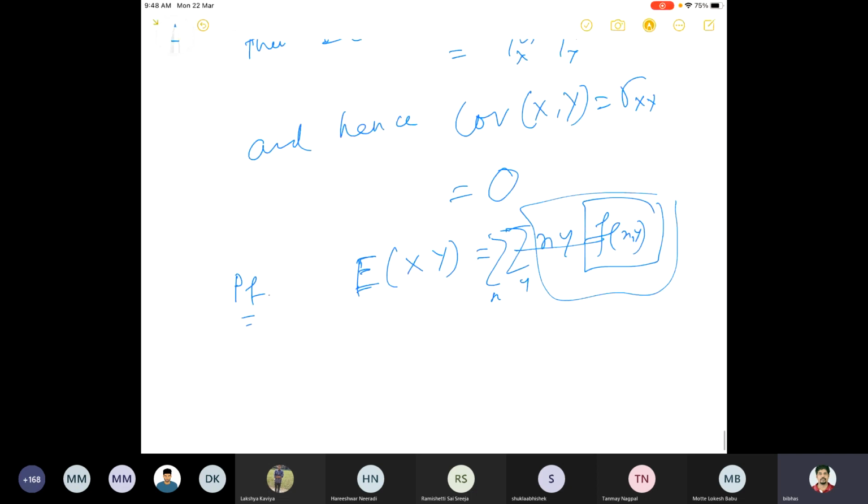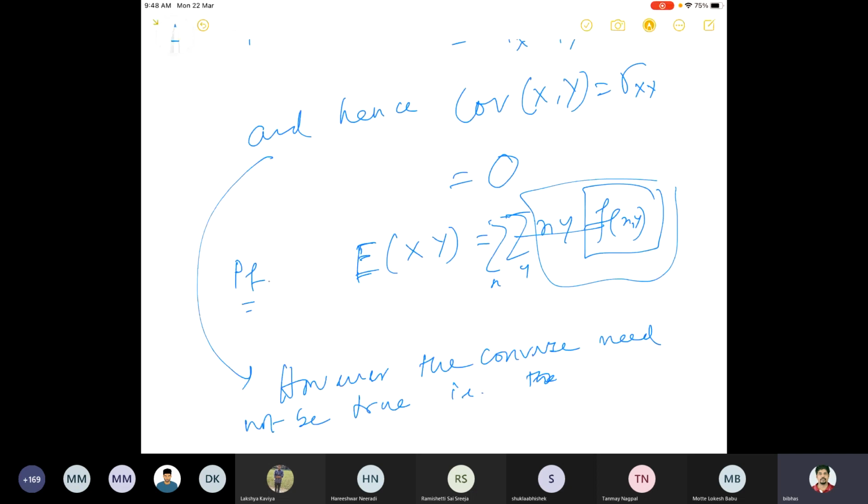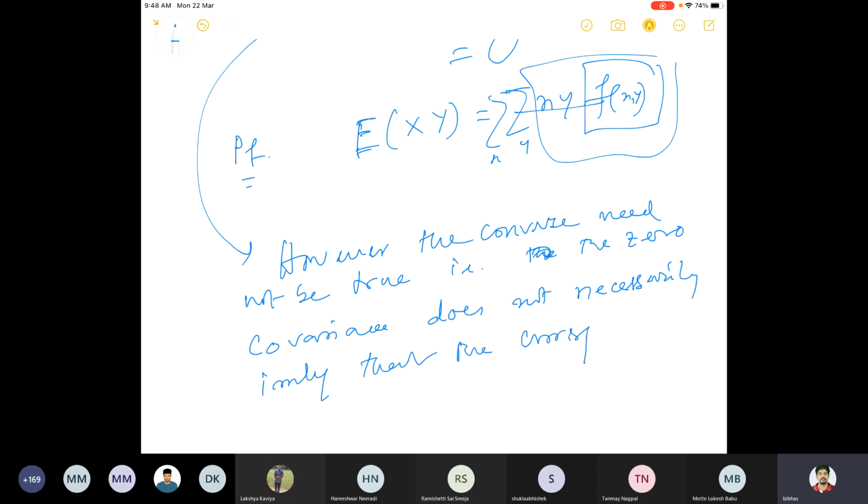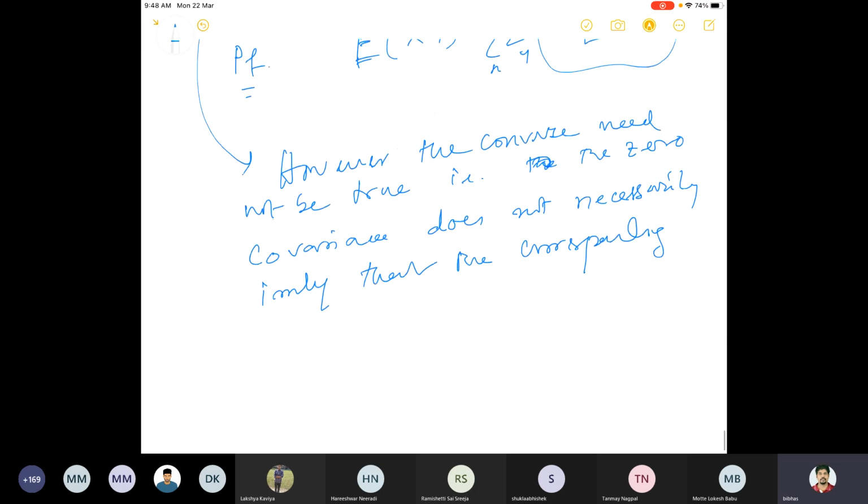However, the converse need not be true. That is, zero covariance does not necessarily imply that the corresponding random variables are independent.